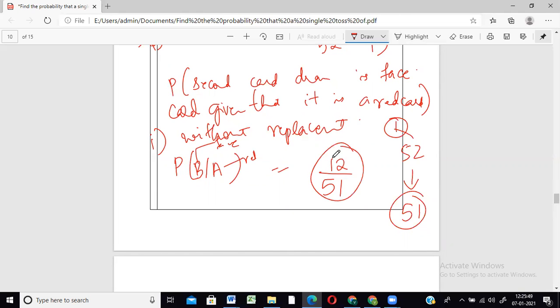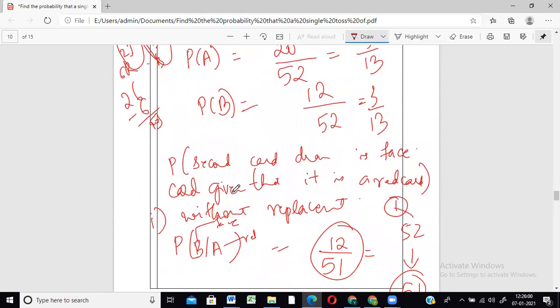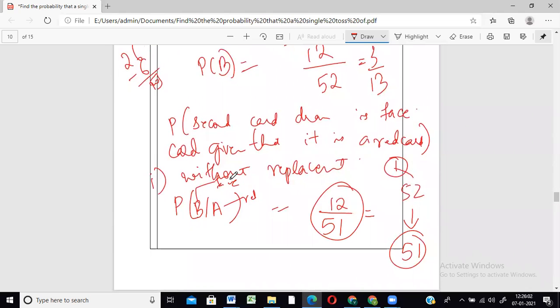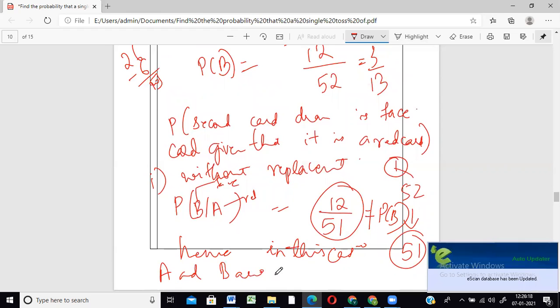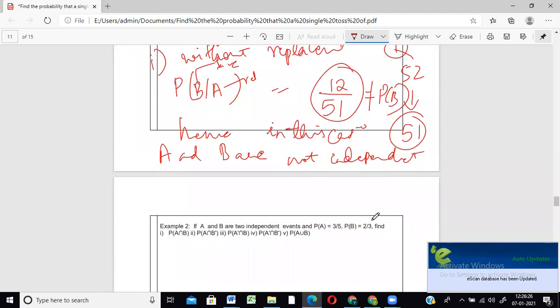So the face cards would be 12 in number, correct? So 12 by 51. What did I tell you to check for whether it is an independent event or not? That should be equal to probability of B. Is that equal to probability of B? No. Probability of B is 12 by 52, correct? This is 12 by 51 only. This is not equal to probability of B. Hence, in this case, you should write A and B are not independent. Don't write dependent, there is no such word. Independent or not independent, that is what you can write.